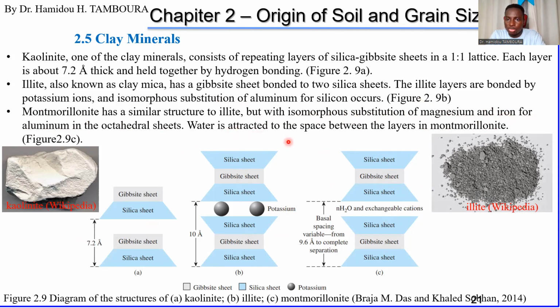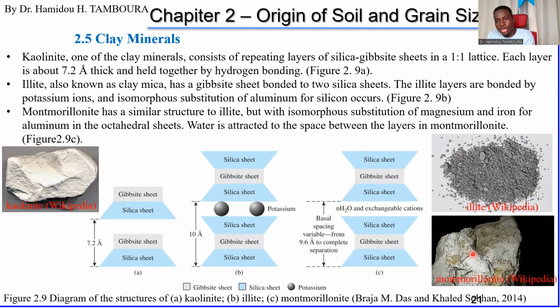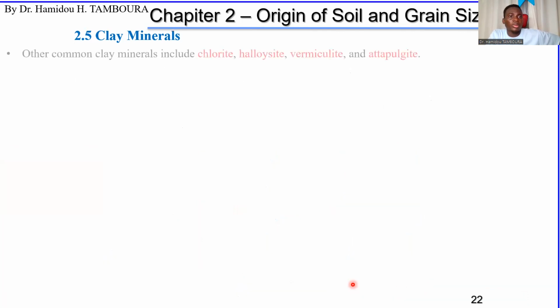And the water is attached in the space between the two layers. For example, here we have n molecules of water, H2O. It's similar to this one, but here we have potassium. Here is a photo of this type of mineral, also a clay. There are other minerals we didn't show here. These minerals also exist like the previous ones. They are very common also.